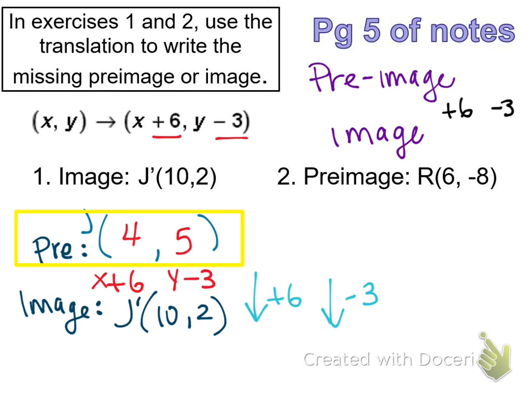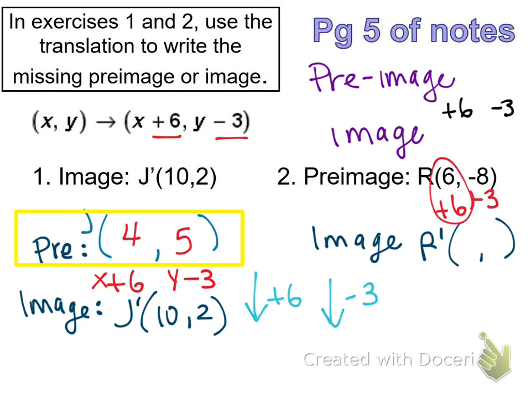And then last, they gave you the pre-image, so we need the image, which would be R prime. So again, they added 6 and subtracted 3. Right? So if we added 6 to our x's, what's my new x? 12. And if they subtracted 3 for my y's, 8 minus 3 is 5. So that is the new image.